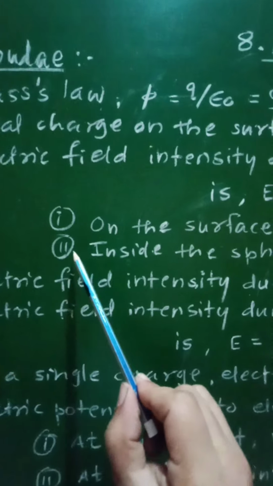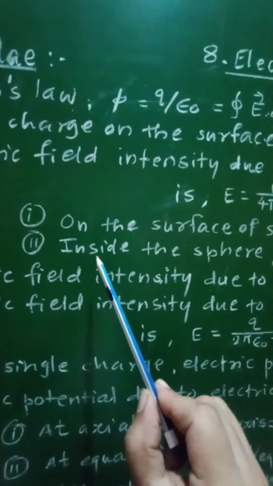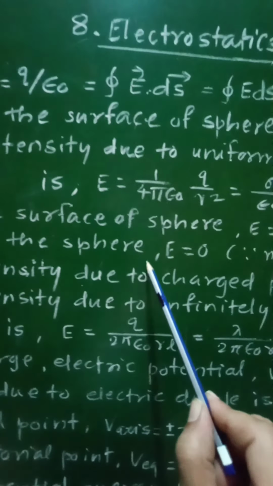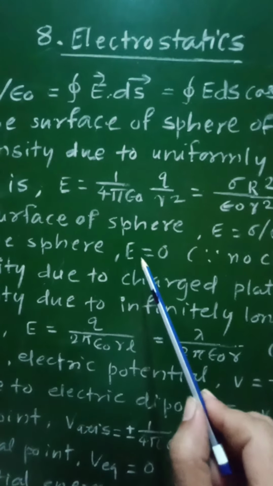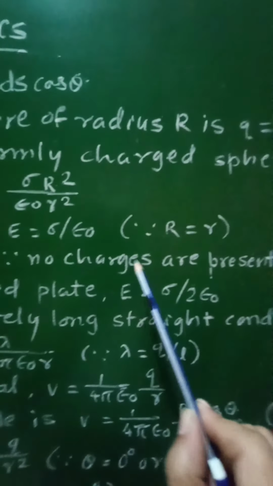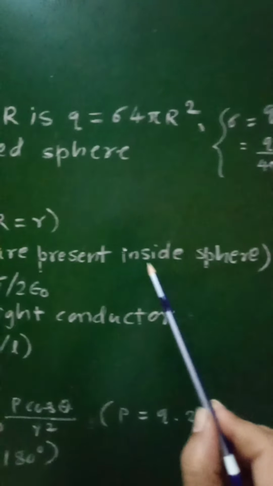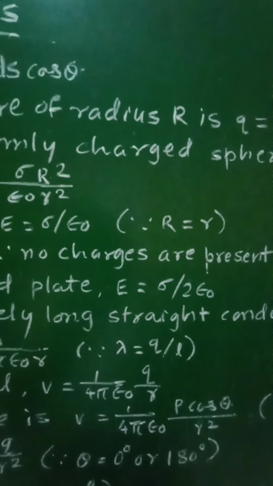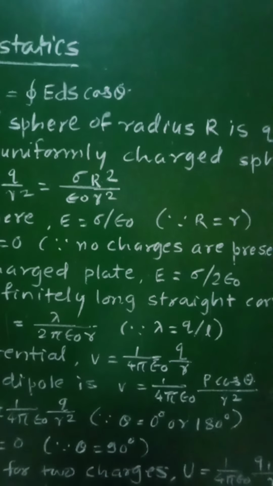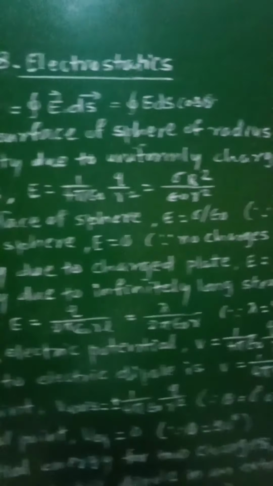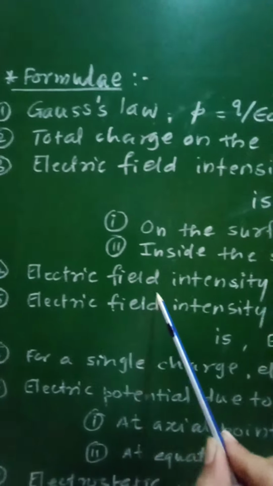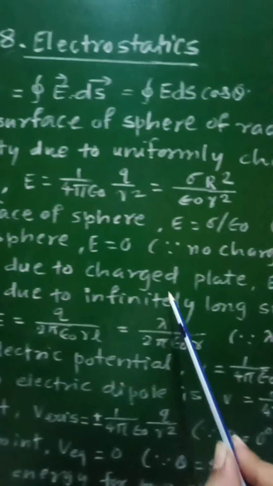Instead of that, if we consider second case, that is inside the sphere, if any point is taken inside the sphere, then at that point electric field intensity E will be equal to 0, because no charges are present inside the sphere. So all the charges will be spread on the outer surface of the sphere. No charge will be present inside the sphere, and therefore electric field intensity inside the sphere will be equal to 0.